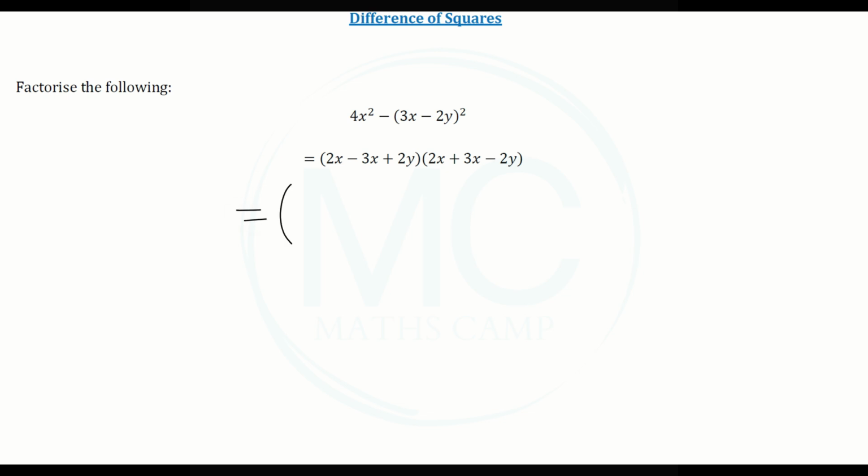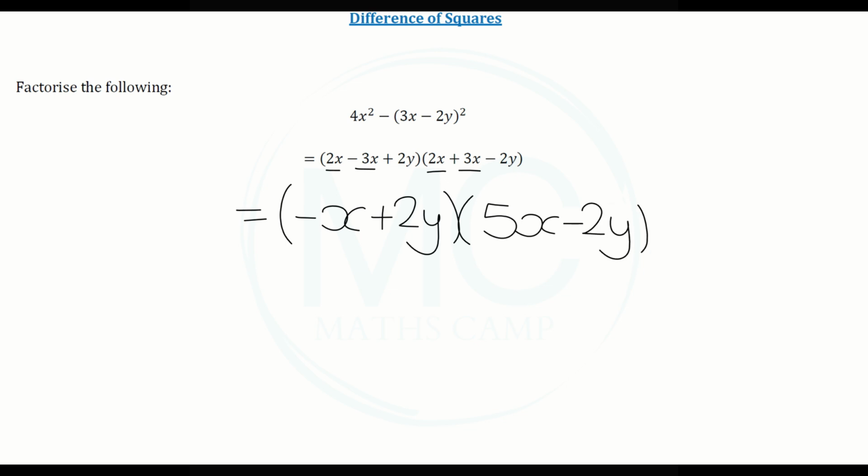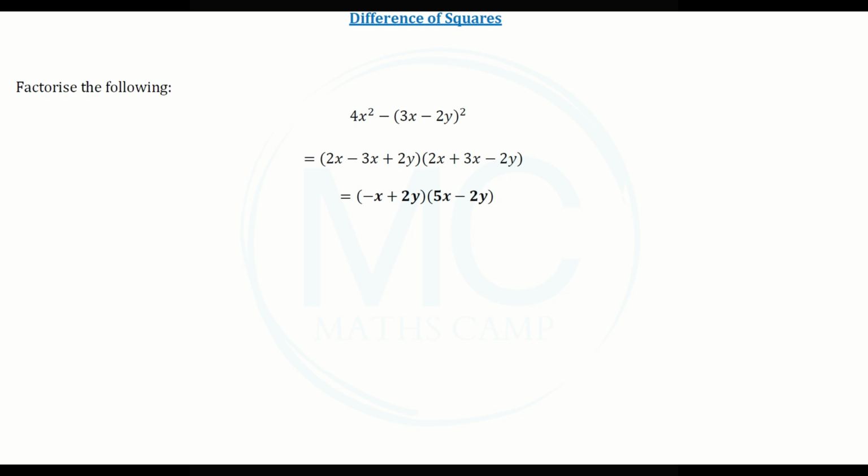In our first bracket, 2x minus 3x gives us negative x plus 2y. In the second bracket, 2x plus 3x gives us 5x. And then we have minus 2y. And we have now factorized this expression. Let's look at another example.